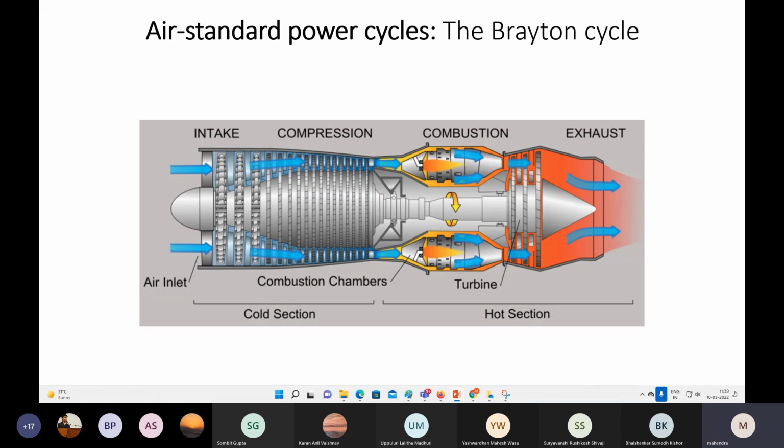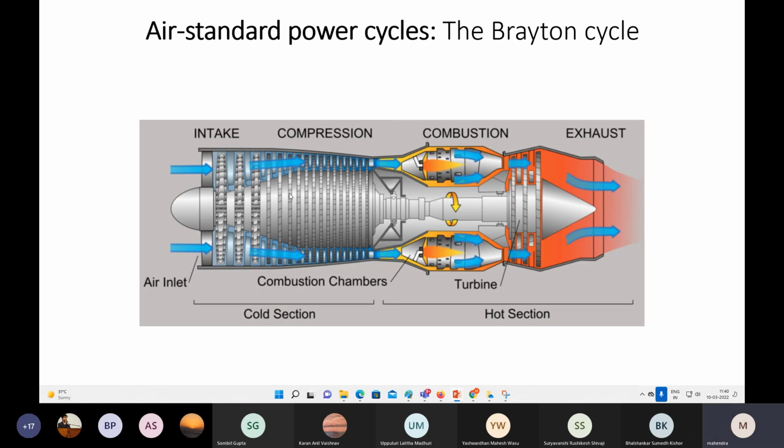Whatever fan you have at your home is circulating the air, but the pressure increment is very minimal. Even certain blowers have a very small delta P, but the quantity of air is very high. Those kinds of things are actually intake. This is the intake over here. Then after that we have the compressor.